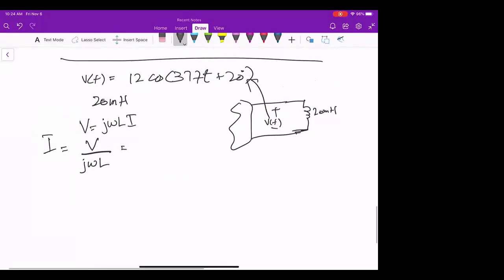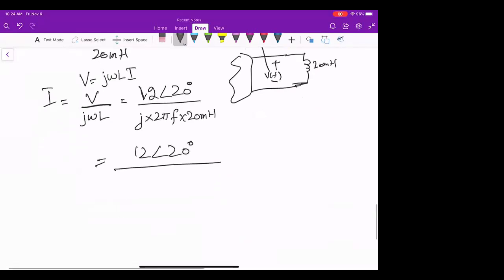And V, if I write it in the phasor form, is what? 12 angle 20 degrees, but j omega L is j into 2 pi f into L, 20 millihenries. So it will become 12 angle 20 degrees over 2 into pi into 377 into j into 20 millihenry, and it will become 1.59, but I need to deal with the angle first. So this is j, okay?